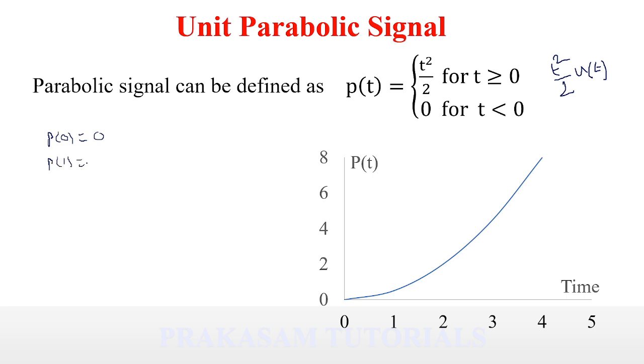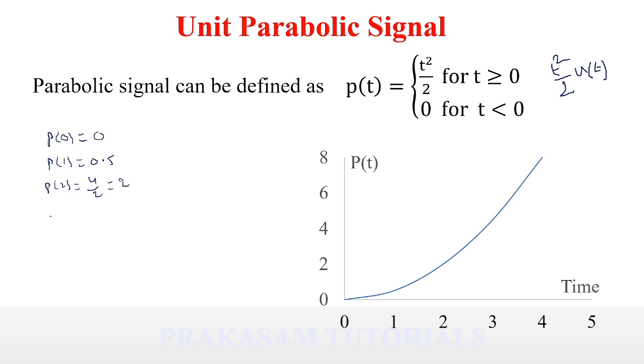P of 1 value is 1 square by 2, 1 by 2 is 0.5. Next substitute t is equal to 2. P of 2 is equal to 2 square, 2 square is 4, 4 by 2 is 2.